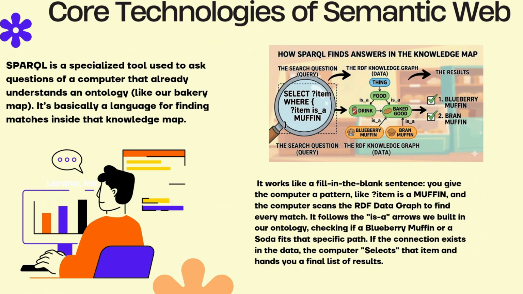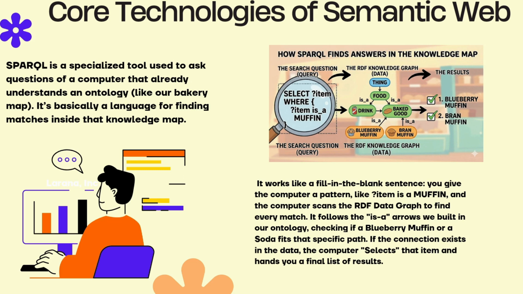So now we've built a knowledge graph with RDF and organized it with OWL. Now the question is, how do we search through it? How do we ask a question and get a meaningful answer back? That's the job of SPARQL. SPARQL, pronounced "sparkle," is the query language for the semantic web. If you've ever heard of SQL, which is used to query regular databases, SPARQL is the same idea but designed specifically for RDF knowledge graphs.